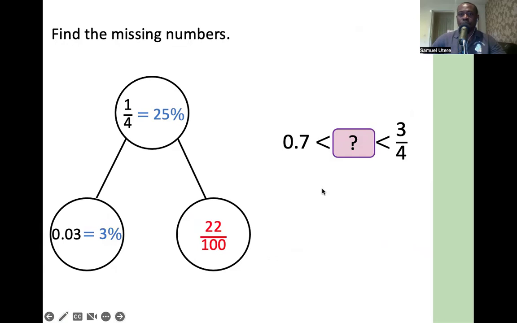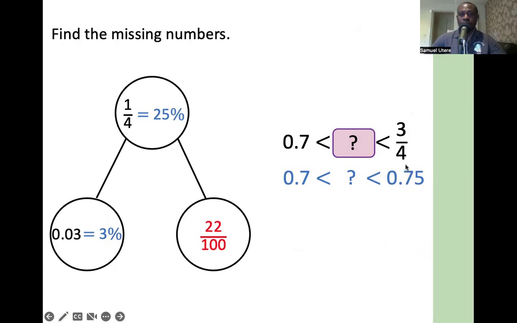We have the same problem. We can make this one a decimal, and then we can start to think about the numbers that could be here for this statement to be correct. So remember these symbols. Whatever is here is bigger than what's here, is greater than what's here, and whatever is here is greater than what's here. Okay, so if we do that, we now have this.